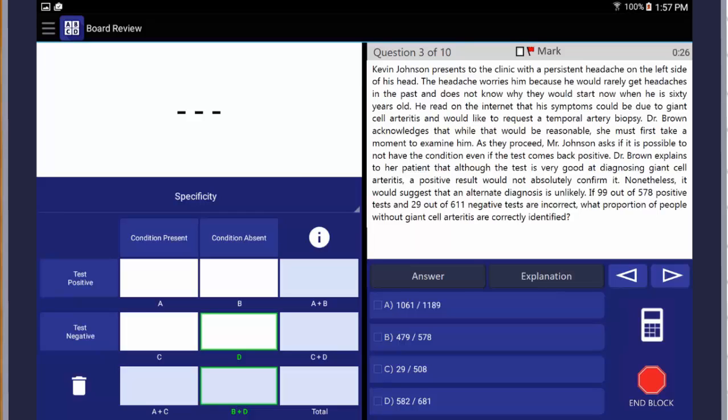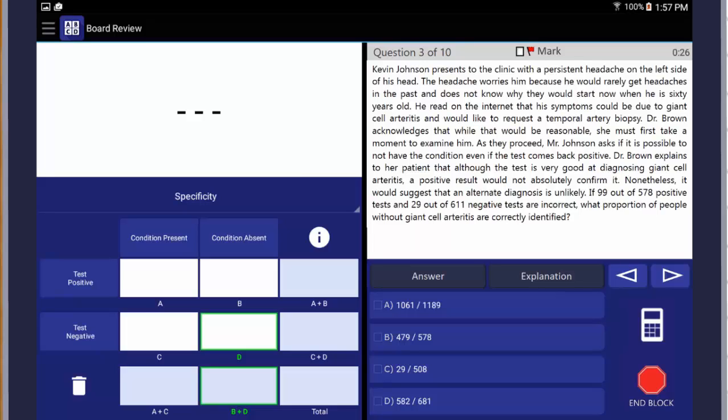As they proceed, Mr. Johnson asks if it is possible to not have the condition even if the tests come back positive. Dr. Brown explains to her patient that although the test is very good at diagnosing giant cell arteritis, a positive result would not absolutely confirm it. Nonetheless, it would suggest that an alternative diagnosis is unlikely. If 99 out of 578 positive tests and 29 out of 611 negative tests are incorrect, what proportion of people without giant cell arteritis are correctly identified?